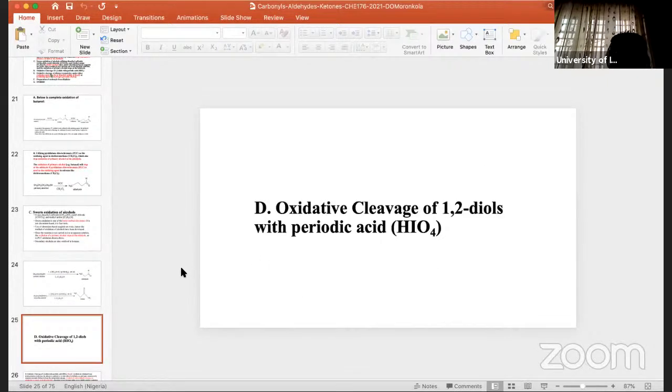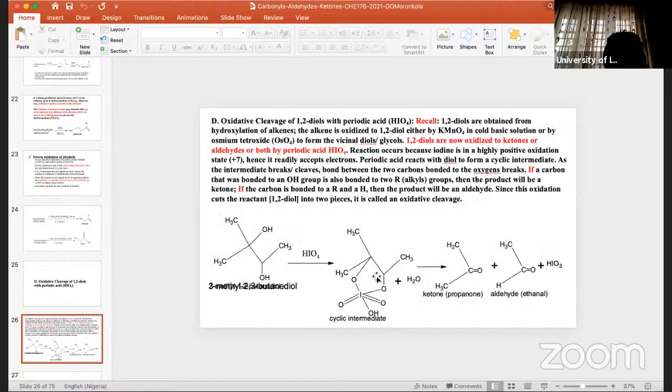Now, the third aspect is oxidative cleavage of the 1,2-diol, utilizing periodic acid, HIO4. Look at this example beneath, where you have 2-methyl-2,3-butanediol undergoing that oxidative cleavage. Yes, this is a 1,2-diol because the carbon-oxygen functional groups are neighboring; two of them are on neighboring carbons.